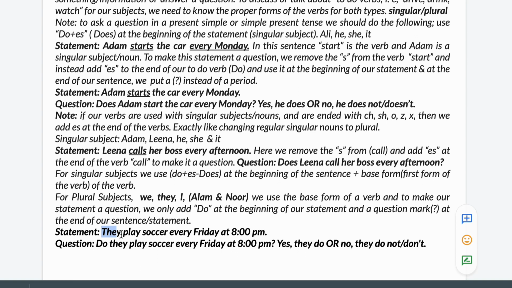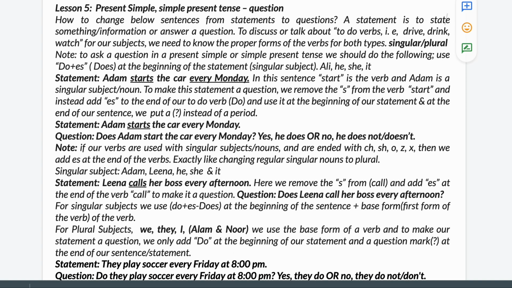And when we want to make this a question, we put do at the beginning: Do they play soccer every Friday at 8 p.m.? And instead of a period, we put a question mark. So basically, this is how we do the conversion from statement to question. I hope you guys learn something here. It looks a little messy, but the intention is to teach you in a very easy way, so you can understand the process.